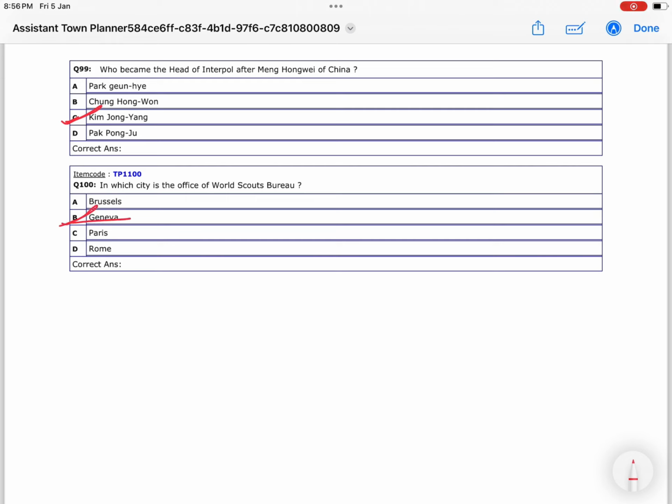Okay, it's in Geneva. So you can also read where UNESCO headquarters are located and where WHO headquarters are located. You also should have a knowledge of that as well.